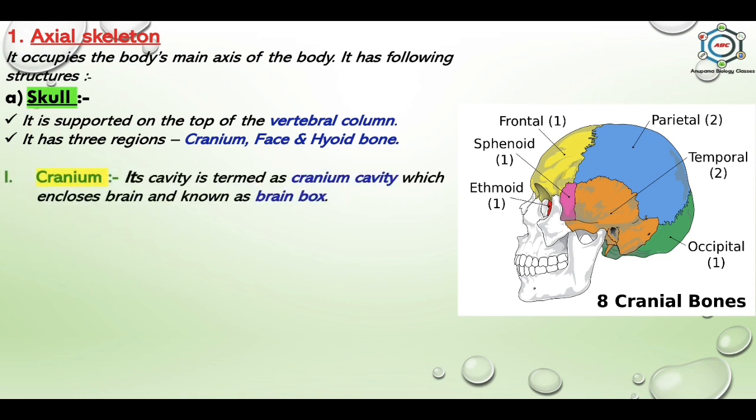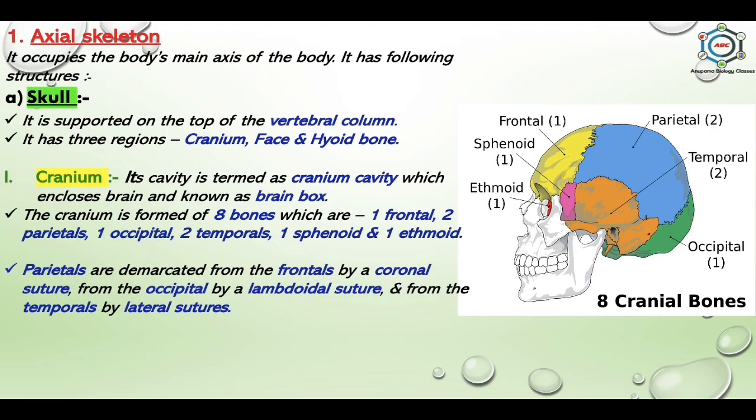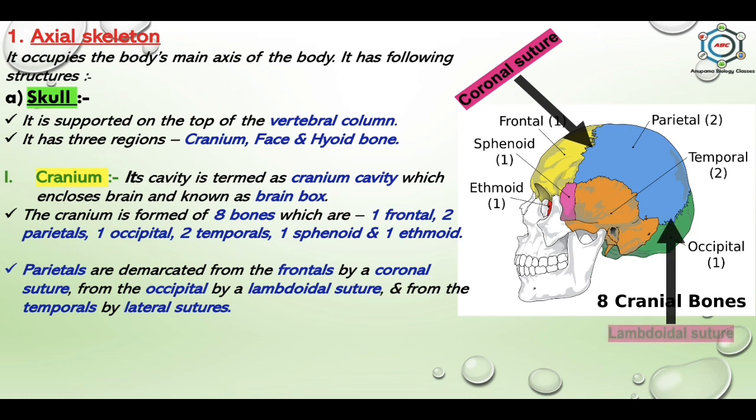So the first, that is the cranium, it is rounded in structure and its cavity is termed the cranial cavity, which encloses the brain, known as the brain box. Cranium is formed of 8 bones: one frontal, 2 parietals, one occipital, 2 temporals, one sphenoid and one ethmoid. There are 3 demarcations. Here, the parietals are demarcated from the frontal by the coronal suture. And the parietals are demarcated from the occipital by the lambdoidal suture, and from the temporal by the lateral suture. You can see in the picture the position of the coronal, lateral and lambdoidal sutures.